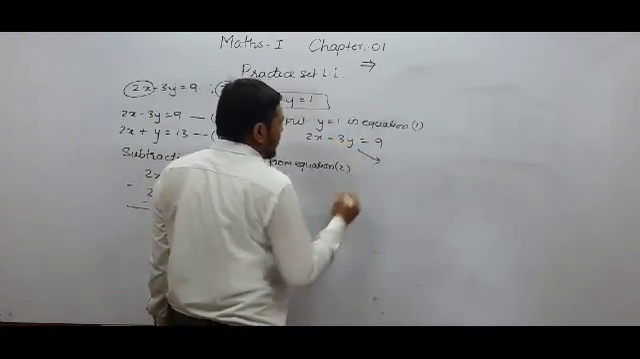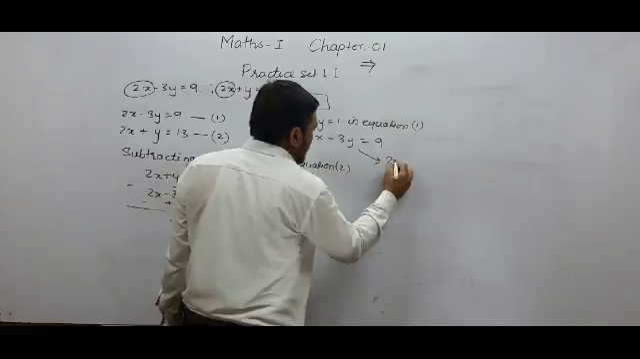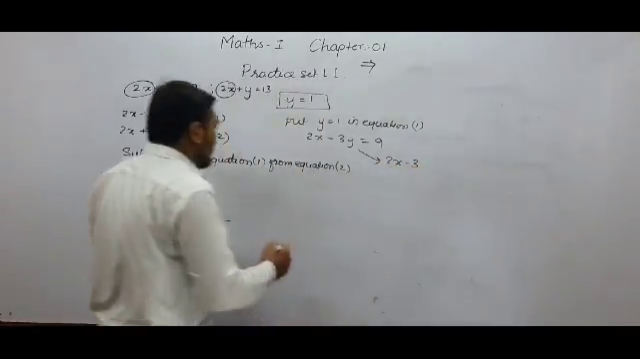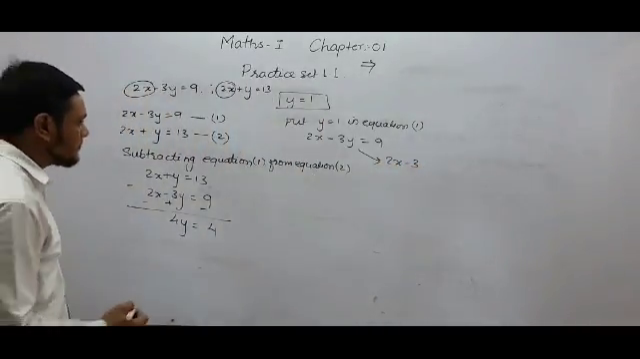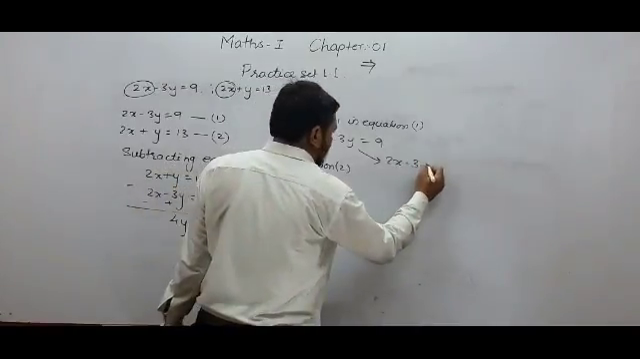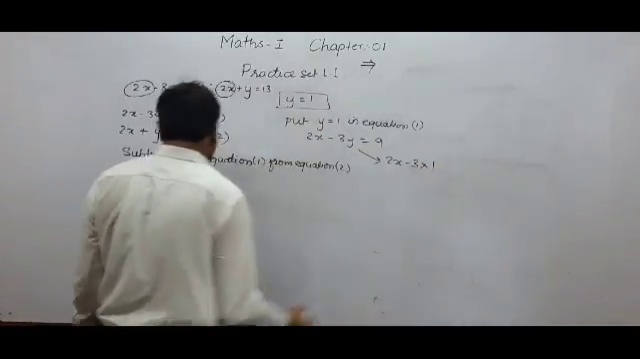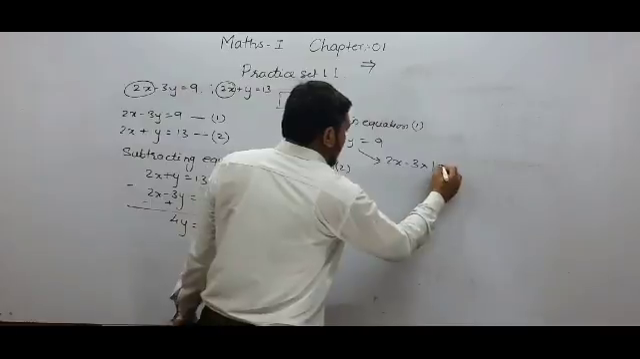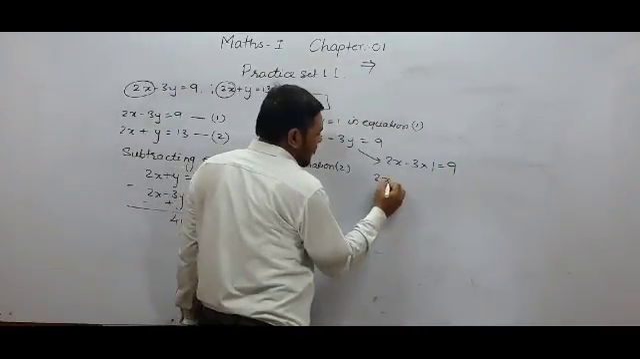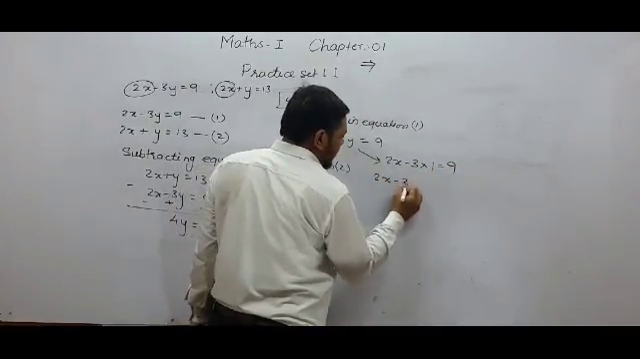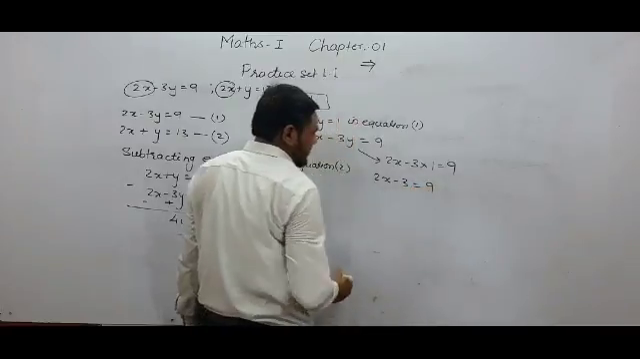So, student, I am solving this here. 2x minus 3. What is y here? Yes, what is y? 1. So minus 3 multiplied by 1, equal to 9 will be as it is. So it will be 2x minus 3 ones are minus 3 equal to 9.